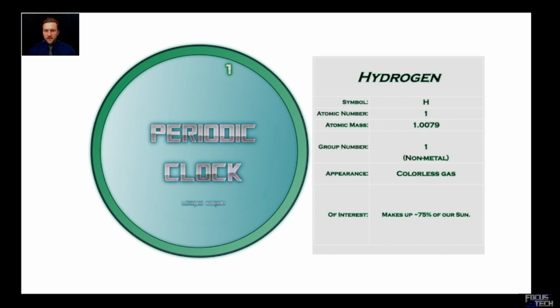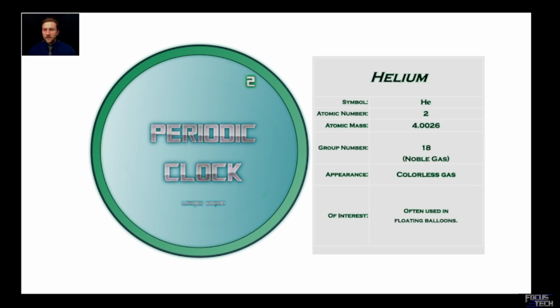Are you ready? Number 1, hydrogen. So hydrogen's symbol is H. Atomic number 1, it's considered a colorless gas. Falls under the group of non-metals, so group 1, and it makes up about 75% of our sun. Useful little fun fact about hydrogen.